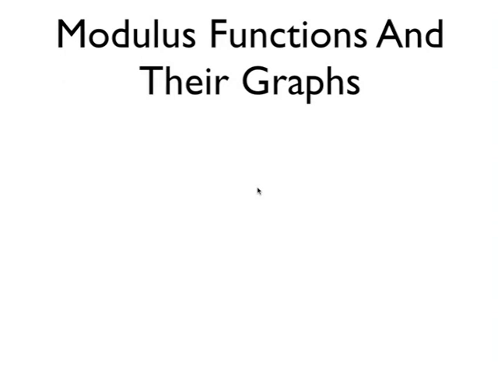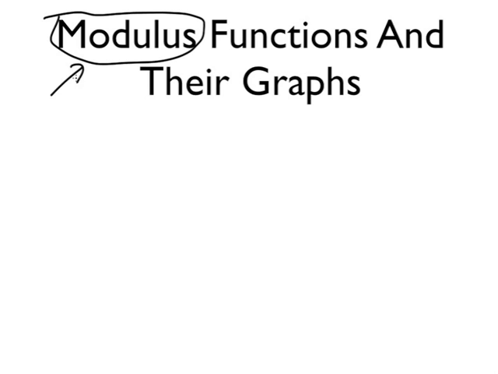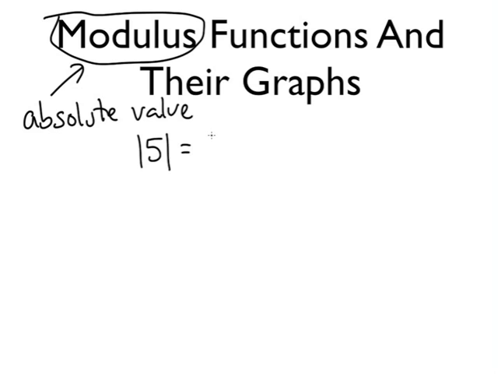What we're going to talk about today is something called modulus functions or absolute value. Modulus is sometimes called absolute value. For example, if I want to find the absolute value of 5, I will get back 5. If I wanted to find the absolute value of -5, I will strangely get back 5.